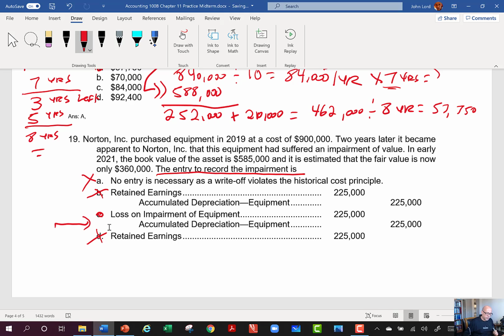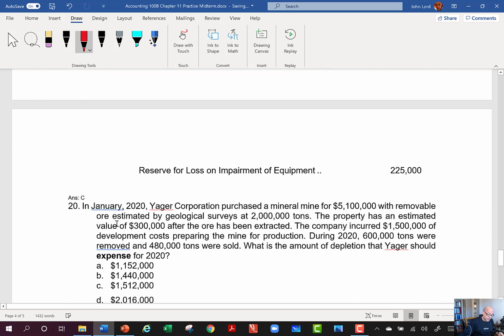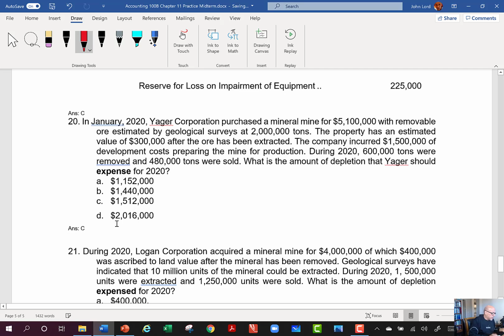I barely even need to read that question. Okay, again, on your exam, please read the questions. But for our purposes here, you can read back over that if you want, but if it's impairment loss, nothing's going to retained earnings. I know that, and I know I have to make an entry. Okay, good.